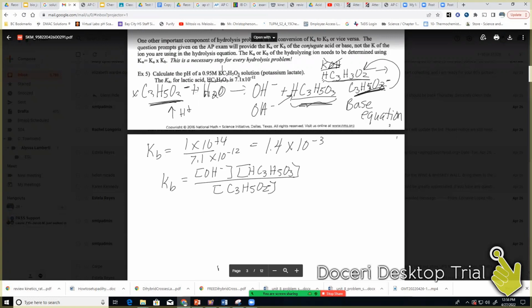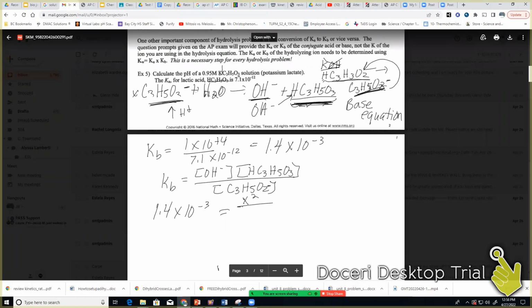So now I'm going to start filling stuff in. I figured out my KB. These are the two things I don't know. I don't know this and I don't know that. So those are both going to be X's. So that's where I'm going to get my X squared.